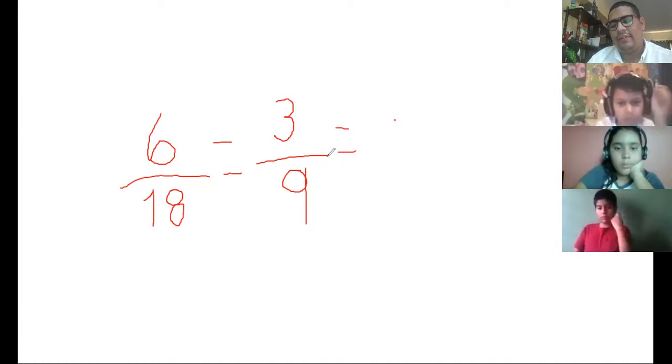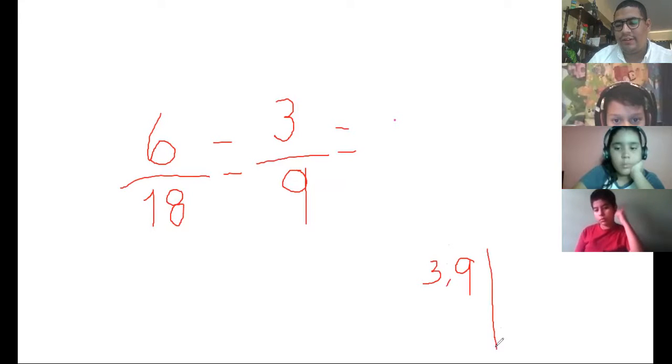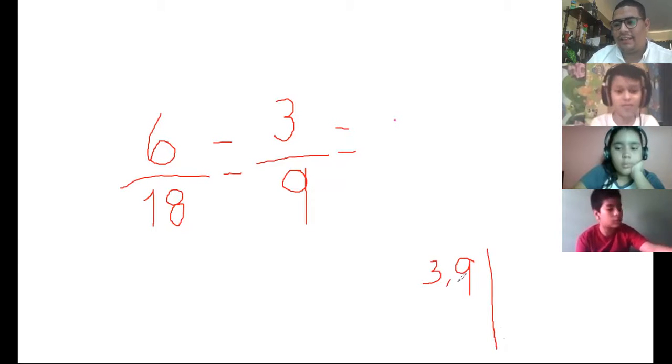3, right? Vamos a ver. 3 and 9. Vamos a hacer mínimo común múltiplo, ¿verdad? De 9 y 3. ¿Tienen mitad ellos? Do they have half? No. Okay, so they have a third.